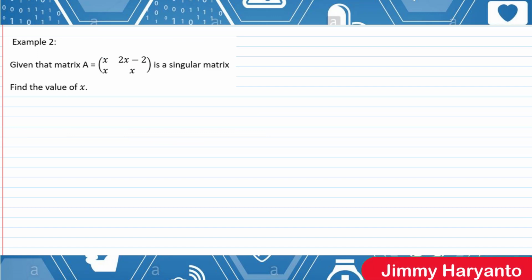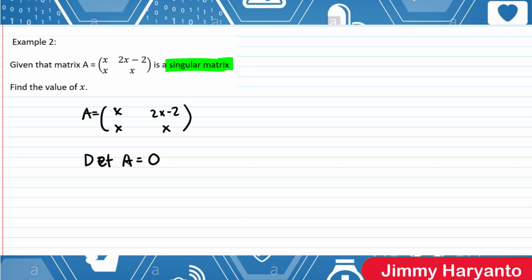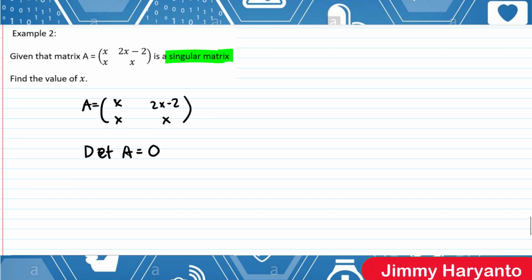How about example 2? For example 2, the matrix is given as A equals X and X, 2X minus 2, and also X. But the question says the matrix is a singular matrix. Please remember that I already told you before that a singular matrix is a matrix with determinant equals 0. So we will use this clue, singular matrix, to find the value of X. So we know that the determinant for A should be equal to 0 because it is a singular matrix.